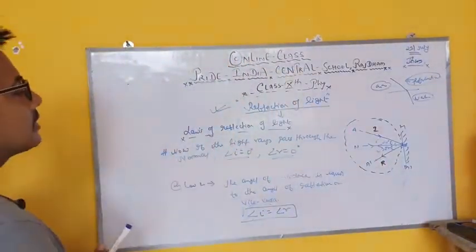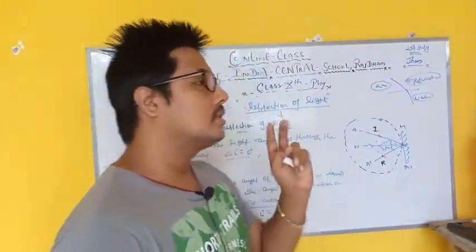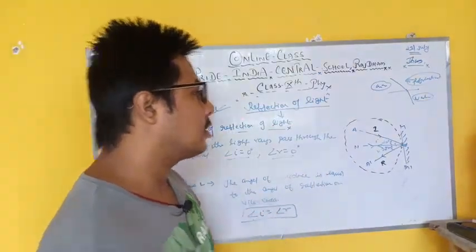Okay. So now we will study two different phenomena. One is regular reflection and number 2 is irregular reflection, also known as diffused reflection.